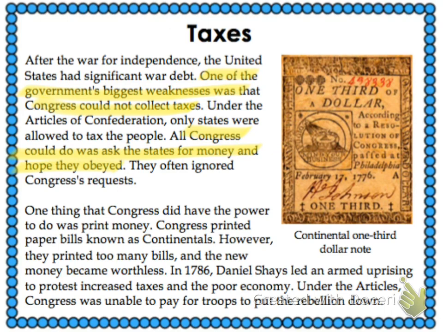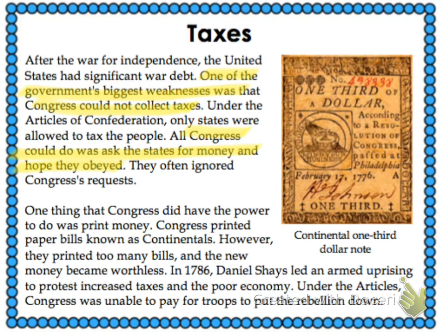One thing that Congress did have the power to do was print money. Congress printed paper bills known as continentals. However, they printed too many bills and new money became worthless. In 1786, Daniel Shays led an armed uprising to protest increased taxes and the poor economy. Under the Articles of Confederation, Congress was not able to pay for troops to put down the rebellion.